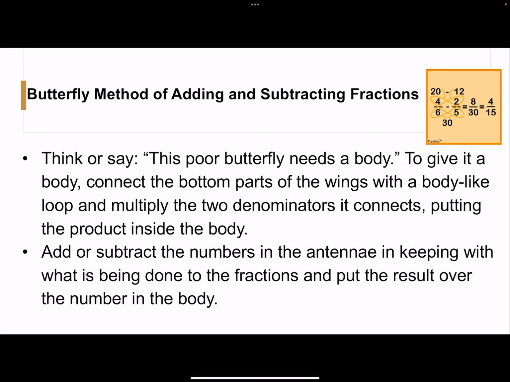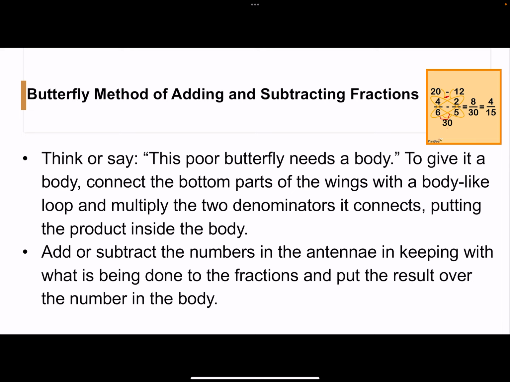This poor butterfly needs a body. So to give it a body, you connect the bottom parts of the wings. You can see that I multiplied those together. You multiply the 2 denominators it connects, and you put that product inside the body. You're going to add or subtract the numbers in the antenna in keeping with what is being done to the fractions. So since this is a subtraction, 20 minus 12 gives me 8. I multiplied 6 times 5 and got 30. I get 8 over 30.